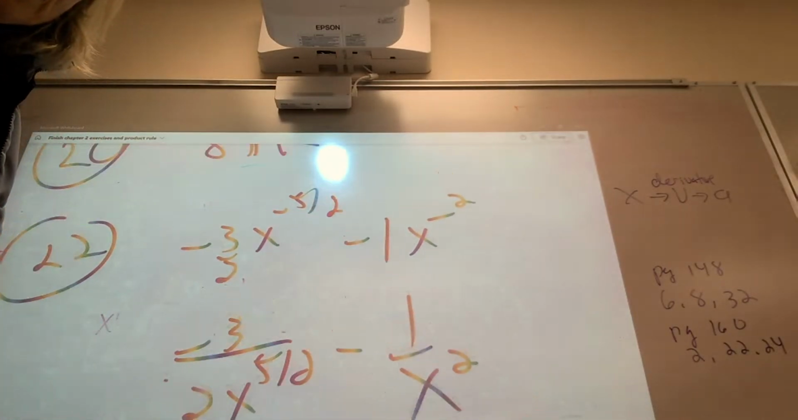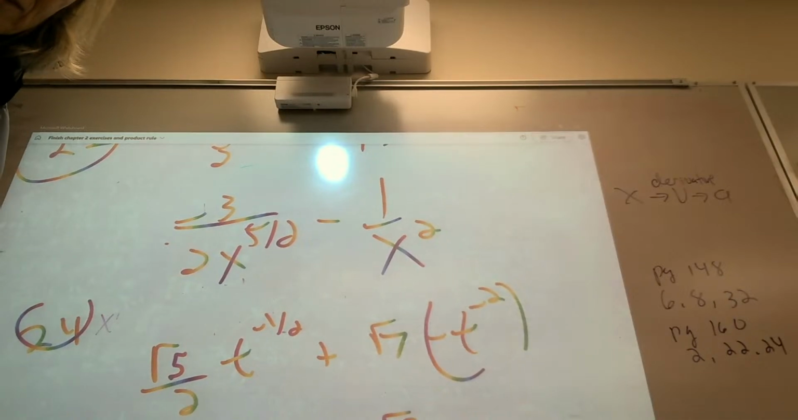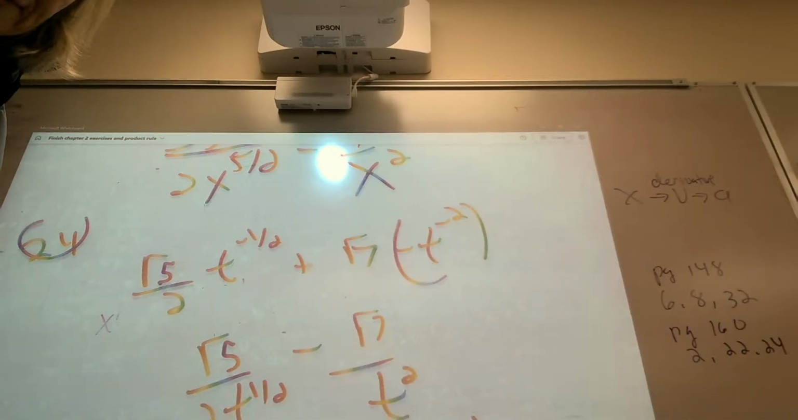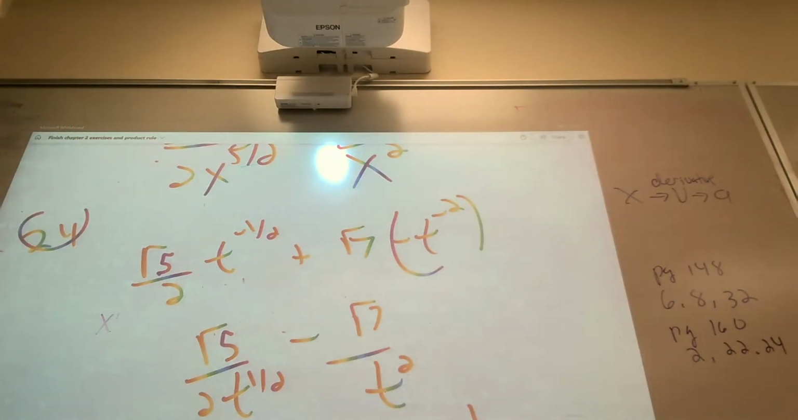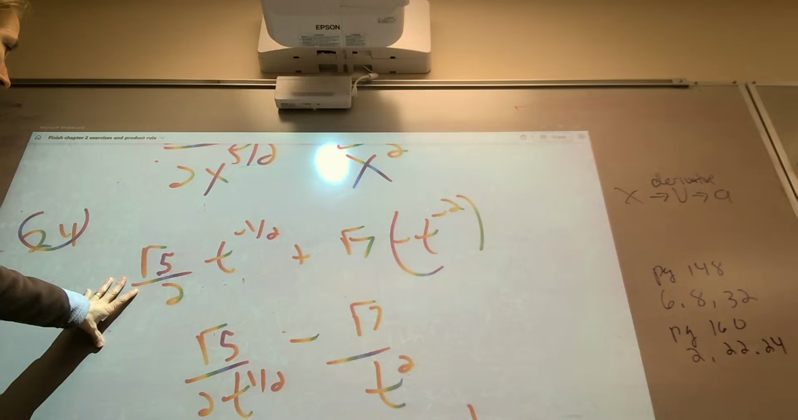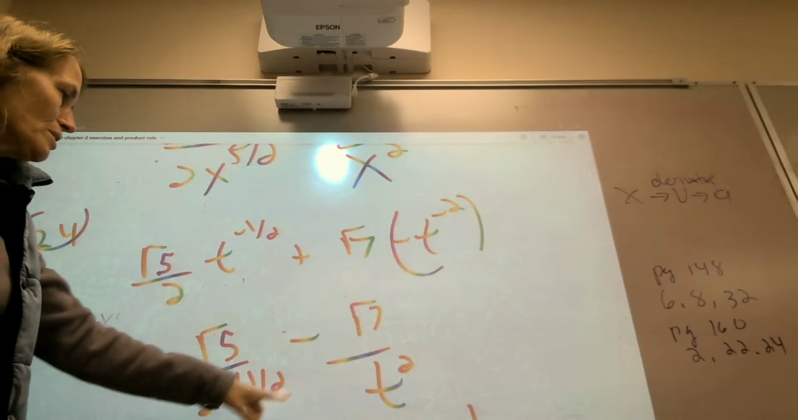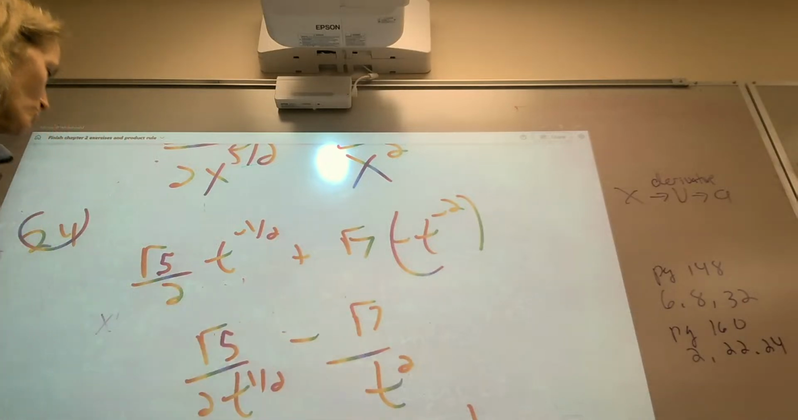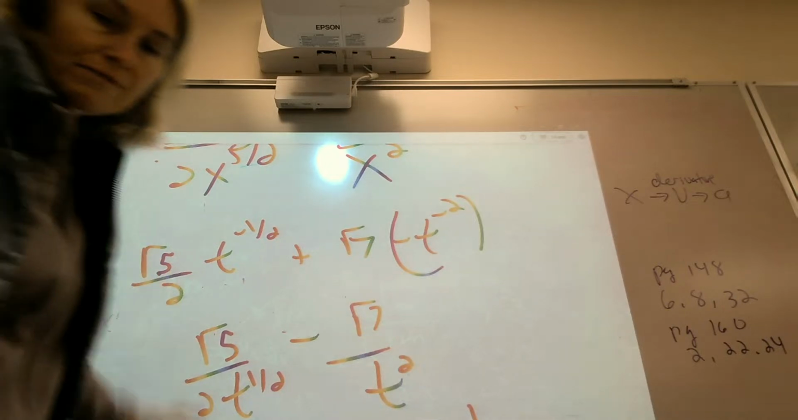Connie, did you get 24? I got 1.25 over 2 to the 1/2 plus 3.5. So we had this radical 5. So I don't know what you do with your radicals, but we get radical 5 over 2t to the 1/2 minus radical 7 over t squared, which is the same thing as this. So if you didn't get it, just fix it.